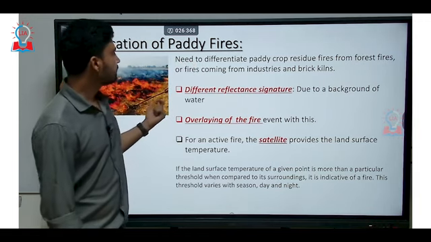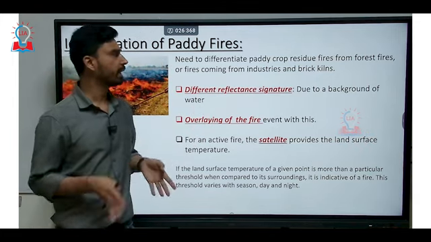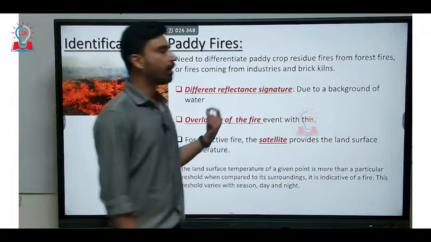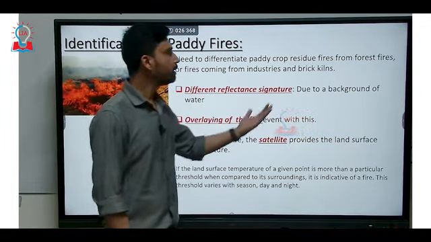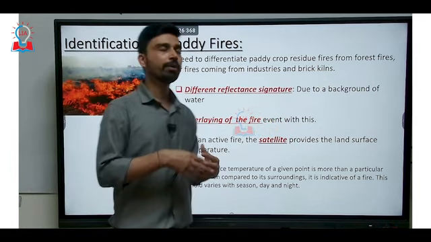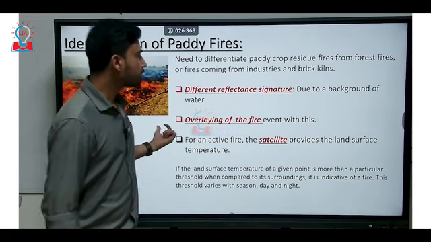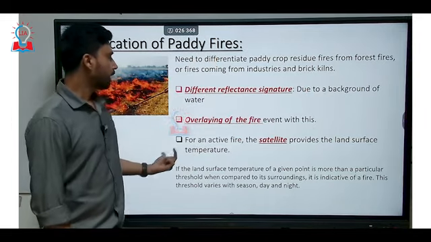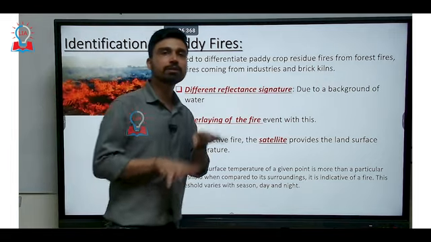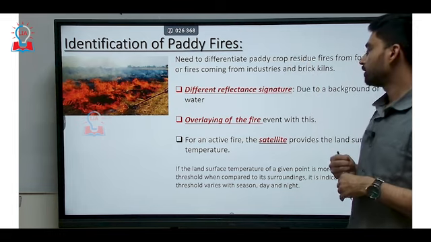That is why the method is based on the different reflectance signatures of different kinds of fire. For example, reflectance signature here means that a fire in a paddy field will have a background of water, and thus it will emit a different kind of fire signature as compared to an industrial fire or a forest fire. Then they overlay this fire event with this particular background, and from an active fire the satellite provides the land surface temperature as well, and on that basis the paddy fire incidents are isolated.